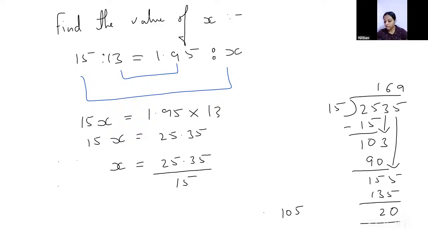169, okay? We are not going to do it further because we did all the numbers, but you can just put a point here. You can put a decimal here. Our numerator 2535 has a decimal after two places, so in the answer also you can put a decimal after two places. 1.69 will be your answer. Value of x will be 1.69. Did you understand?